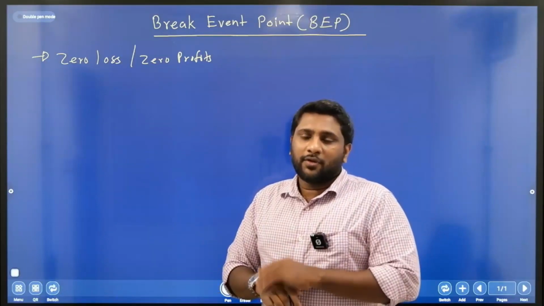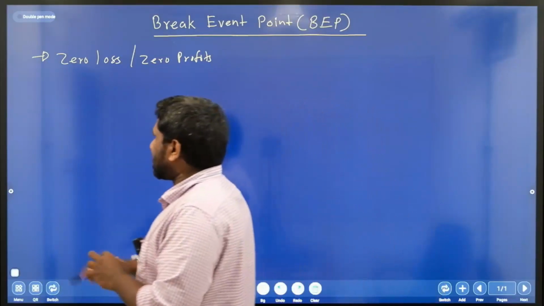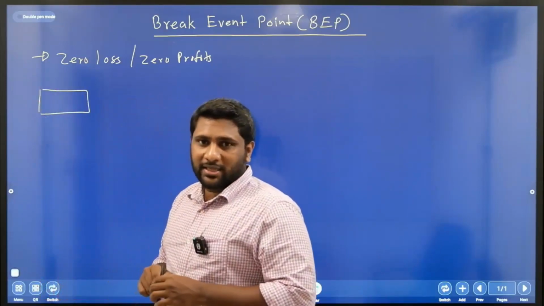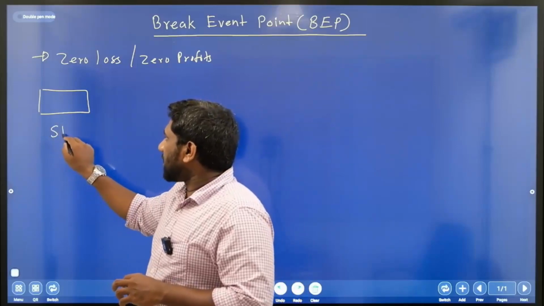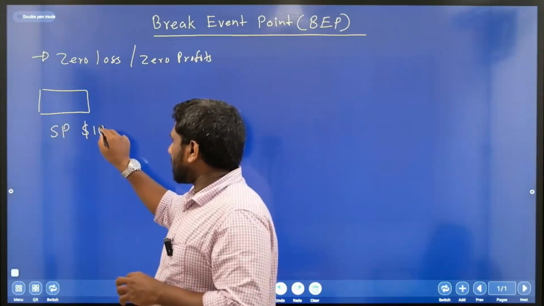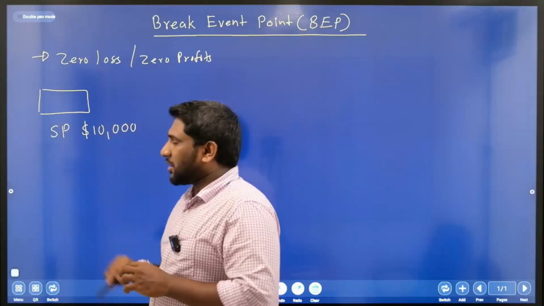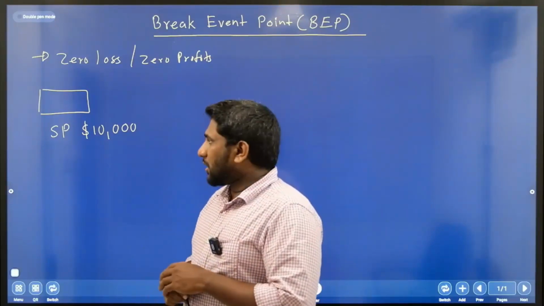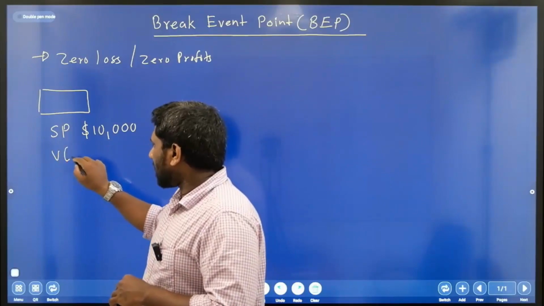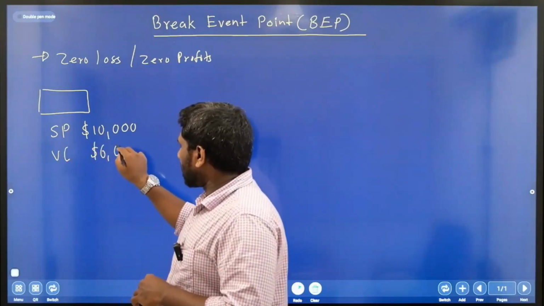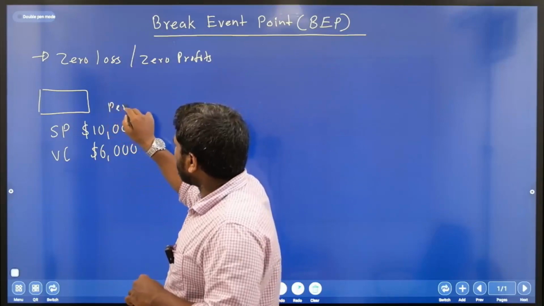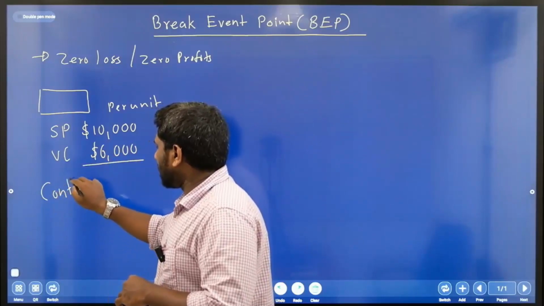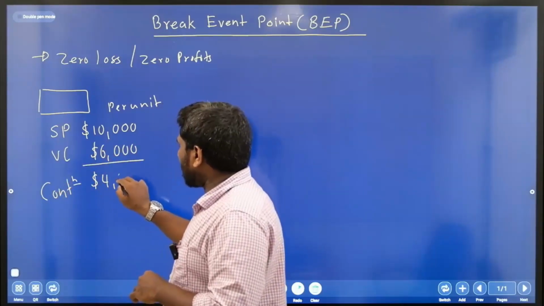For you all to get a better understanding, let me take an example. Let's assume this is a product that I am manufacturing and selling. The selling price of this product is $10,000 per unit. To manufacture this particular product, I am incurring a variable cost of $6,000 per unit. Then the contribution that I am generating from each unit is $4,000.